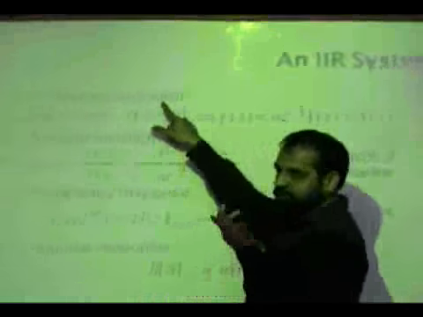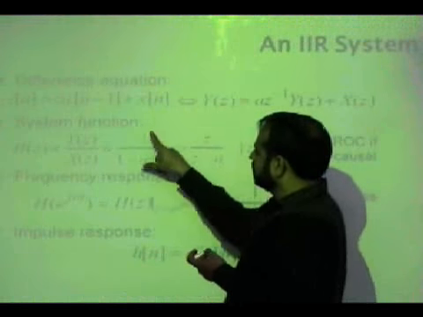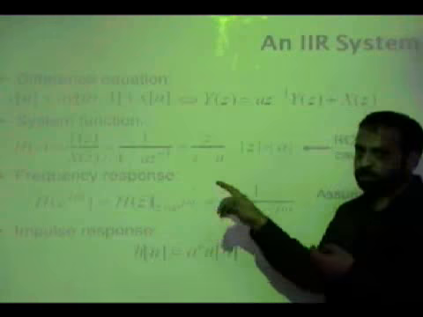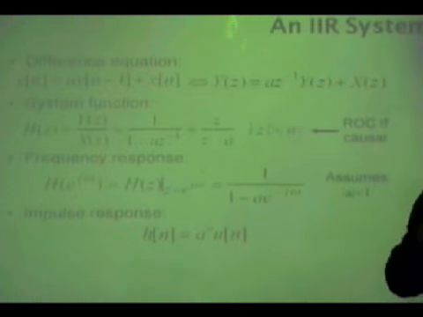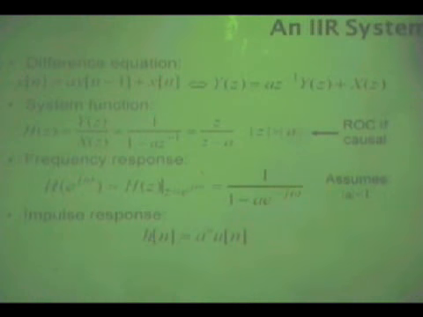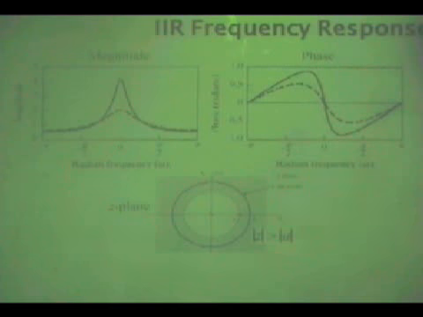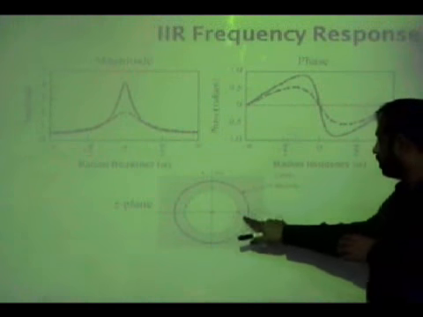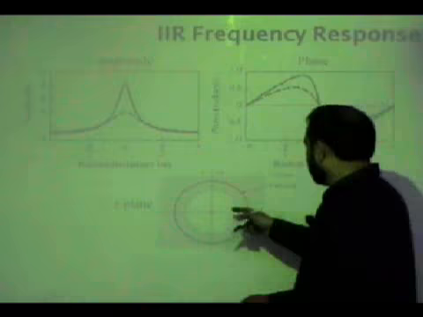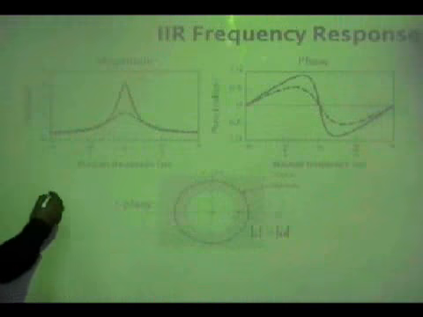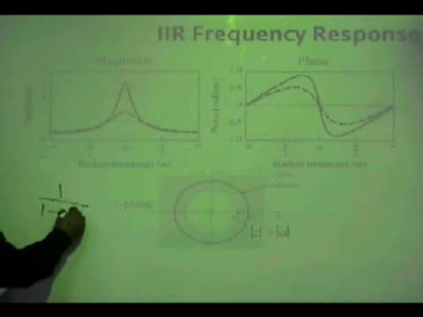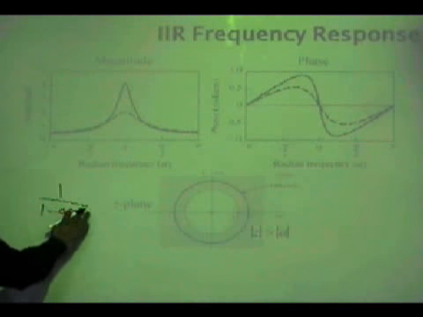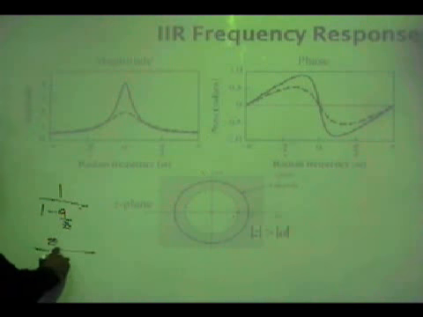The difference equation, you need to see to implement; the system function to analyze; the frequency response to see how it is going to shape your frequencies; and then the impulse response. For example, this is the magnitude and phase response of a system with one pole inside the unit circle. This is the location of the pole. These are the zeros. Usually we also plot zeros. Why? Because z inverse is a over z, so this is z over z minus a.